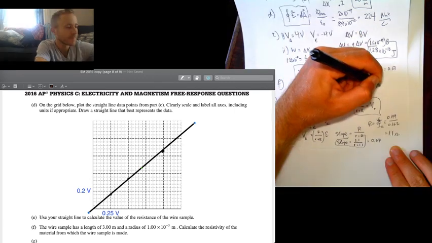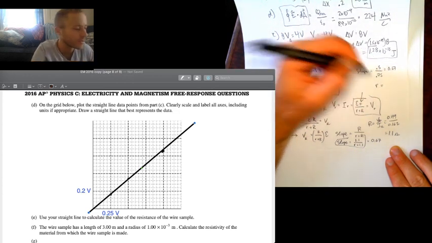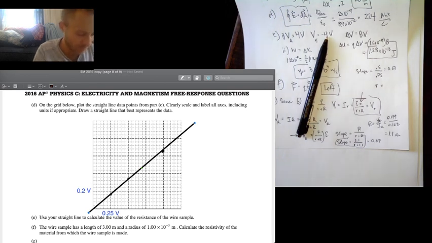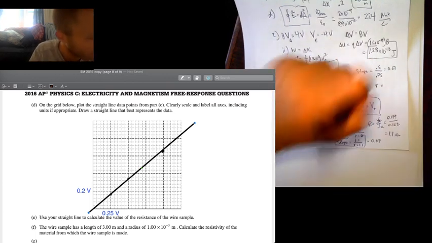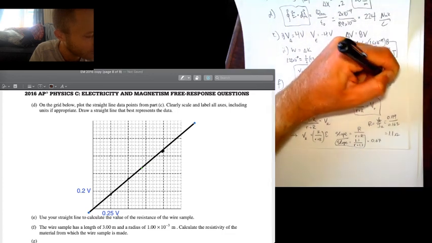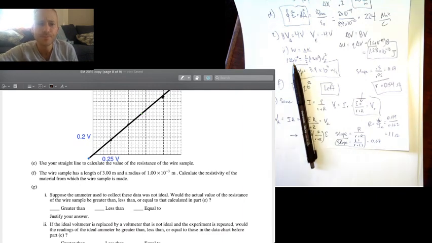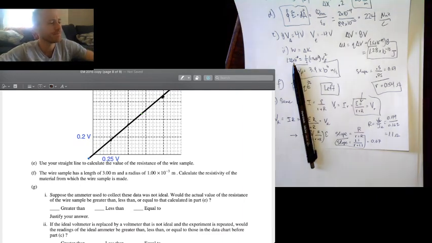So that means I get that little r equals 1.1 minus 1.1 times 0.67 over 0.67. And I get that little r equals 0.54 ohms. Okay. So that was part E.